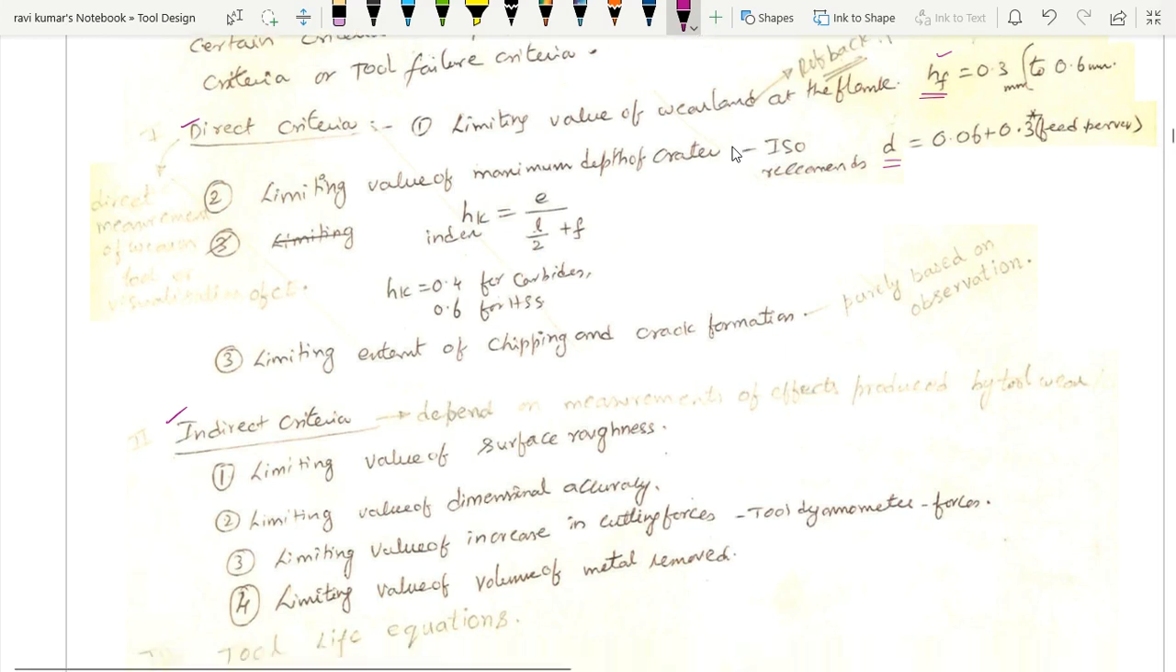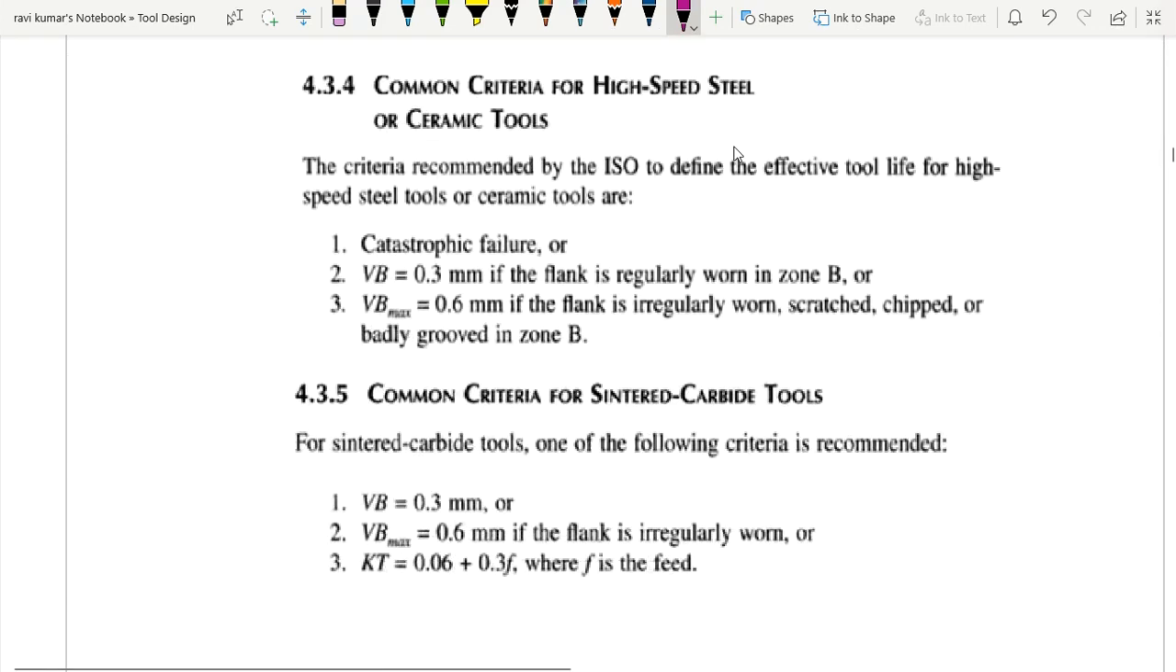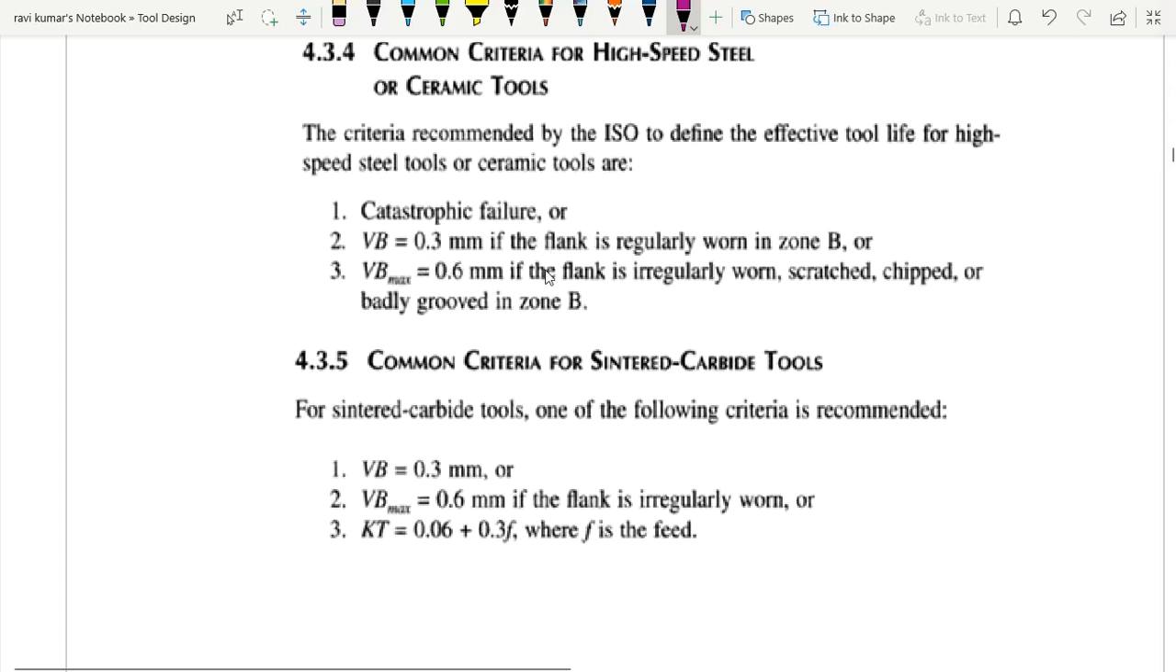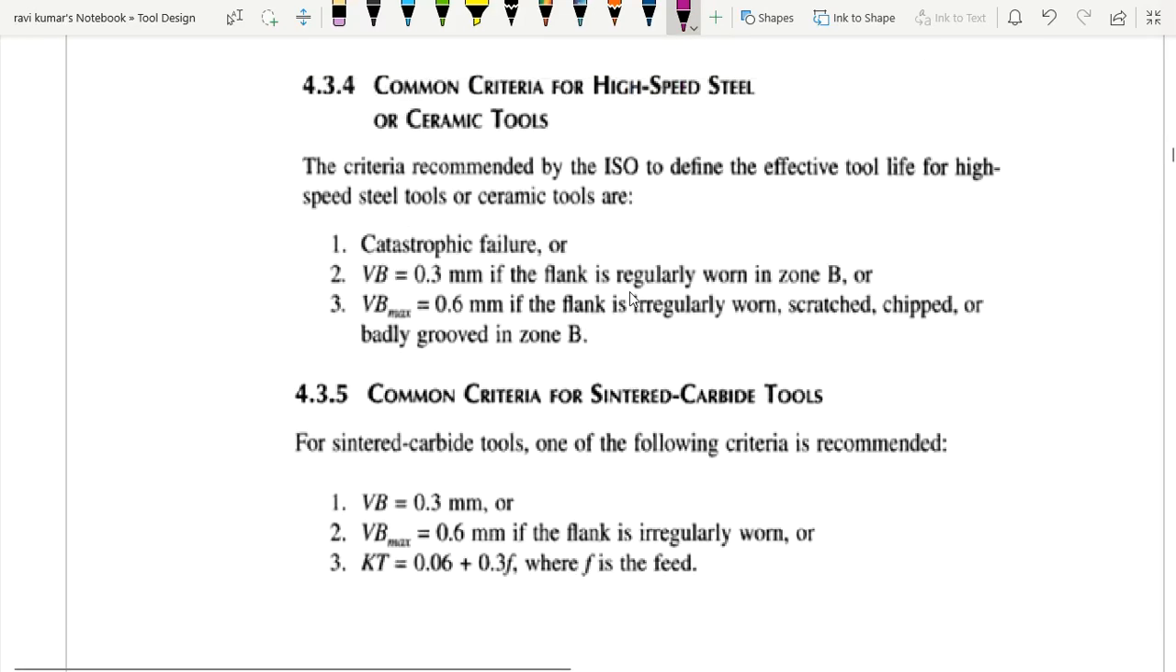ISO recommends the flank wear land as 0.3 maximum if it is regularly worn, or 0.6 maximum if the wearing out is irregular, in case of HSS tools and ceramic tools.